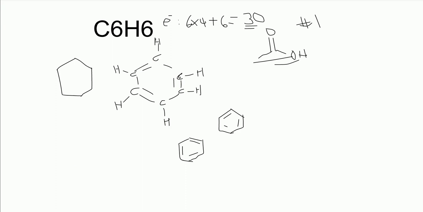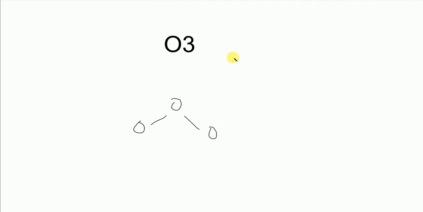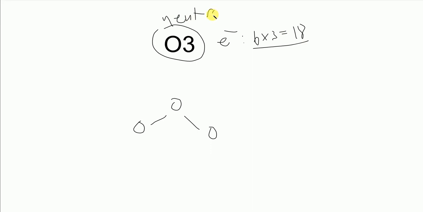And the next one is O3. So O3 is ozone. Okay? And it's obviously just 3 oxygens bonded together. And the total number of electrons is just 6 times 3, which is 18. Okay? And always note that it's neutral. Always check the charge on these molecules. It helps you a lot to figure some things out if you're still having trouble with that.